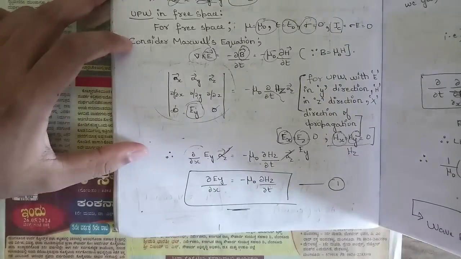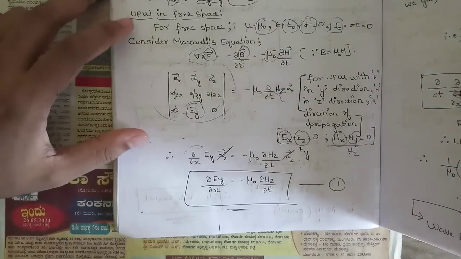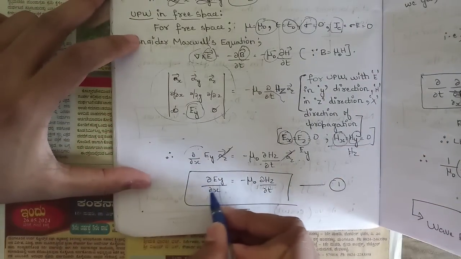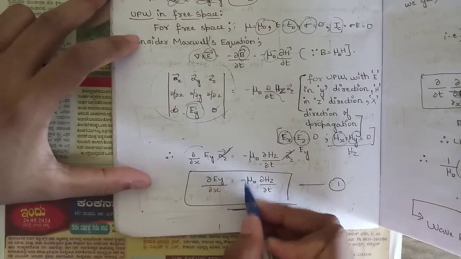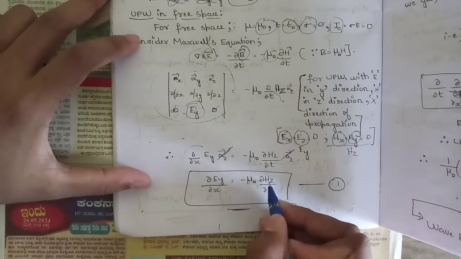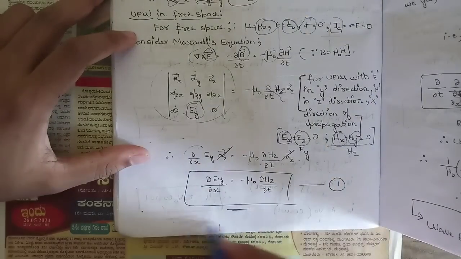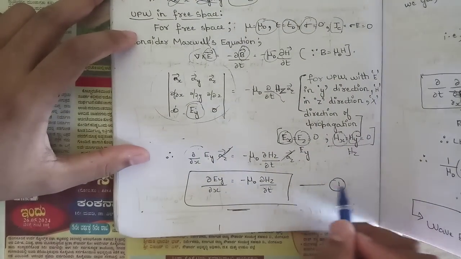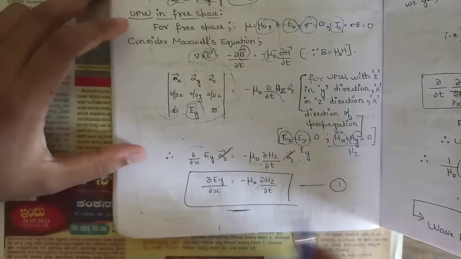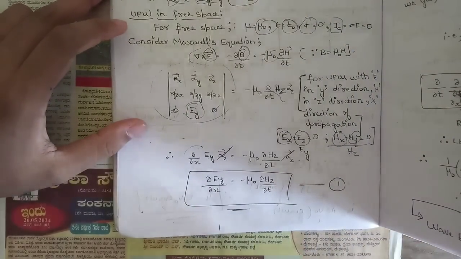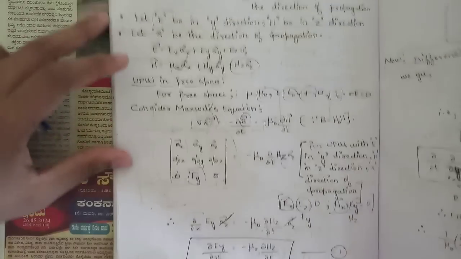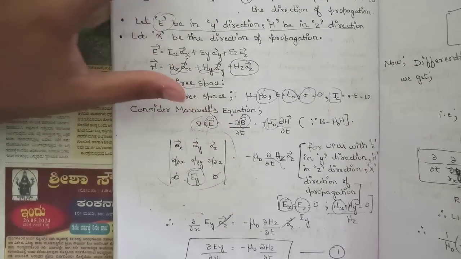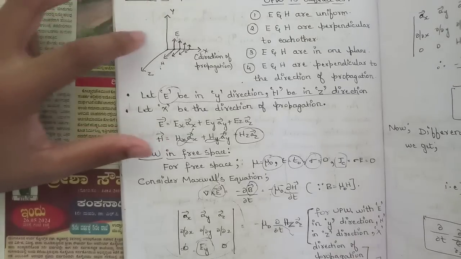Az vector, you can cancel it out from both sides, so the remaining term is dou by dou X of Ey is equal to minus mu naught dou by dou T of Hz. Okay, so whatever equation you've got, you name it as equation 1. This is the plane wave equation which we've obtained when we take the electric field and magnetic field in a direction along with the direction of propagation in a particular direction, that is y.